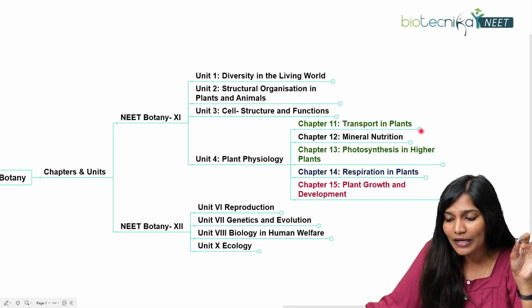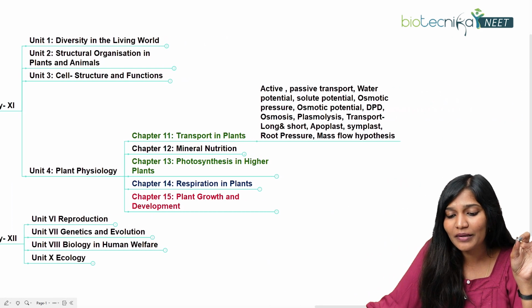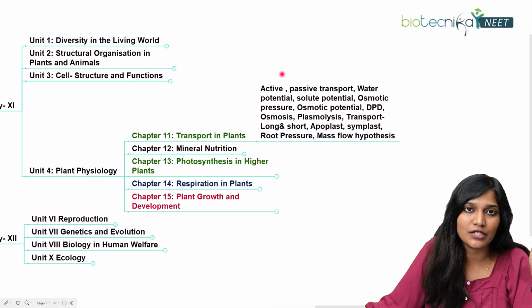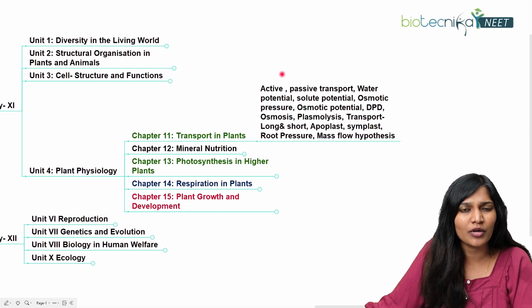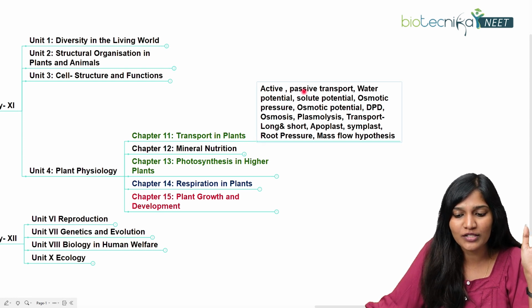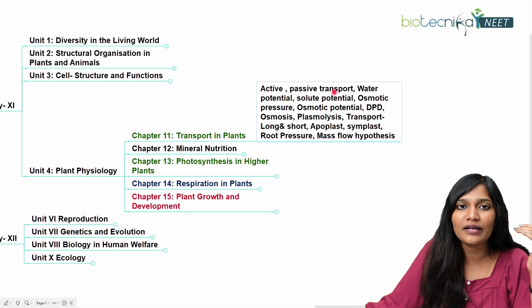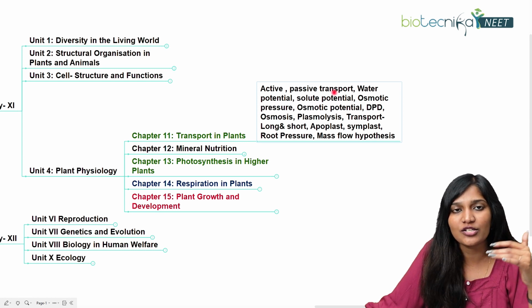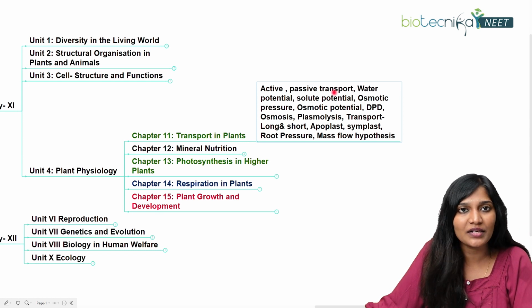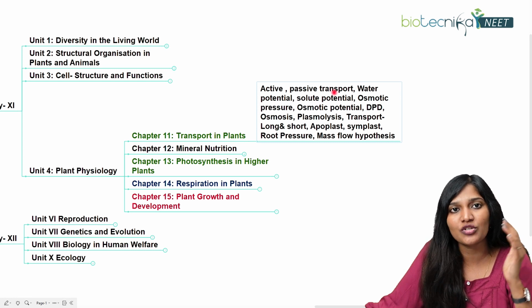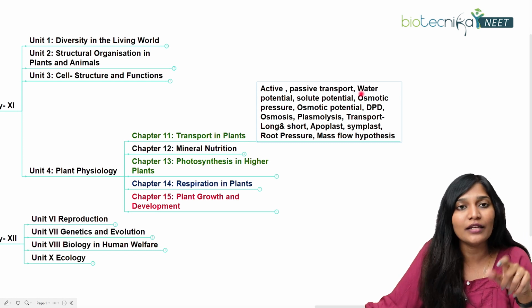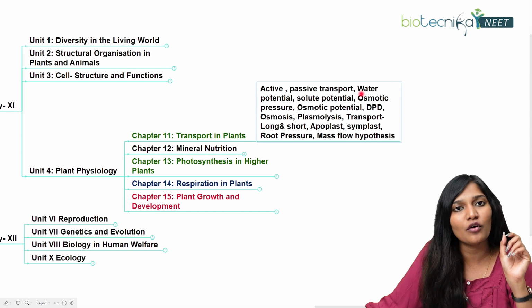So transport in plants. You have to start off with what is active transport. With the production of ATP, utilization of ATP, active transport will take place from low to high concentration. Passive transport, you have to study from high concentration to low concentration, the solute or solvent moves. And there are 3 types: diffusion, facilitated diffusion, and osmosis you will be studying. And then you have to come to water potential. And what's the formula for water potential?